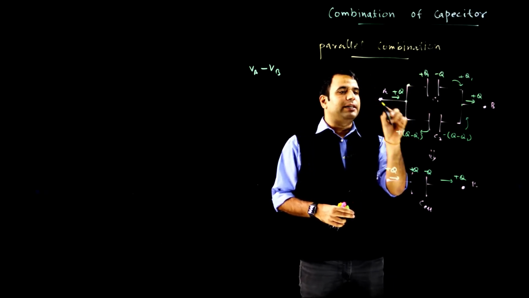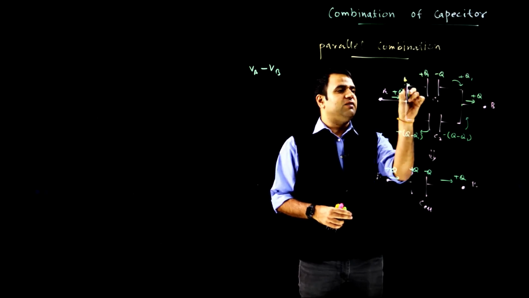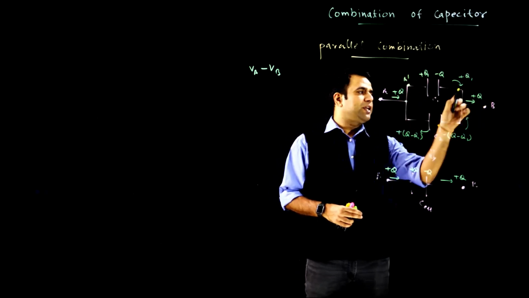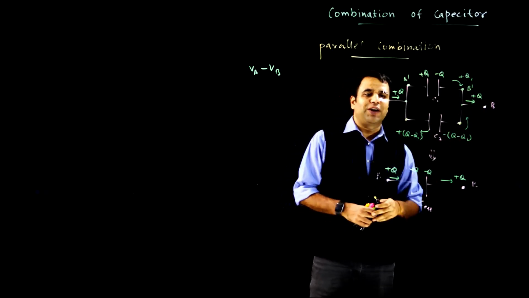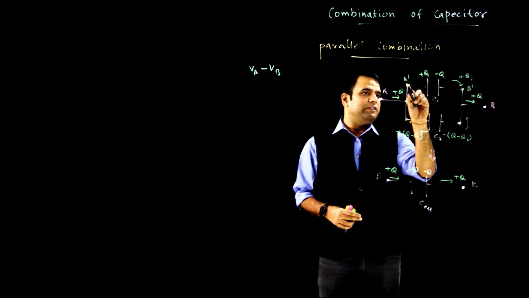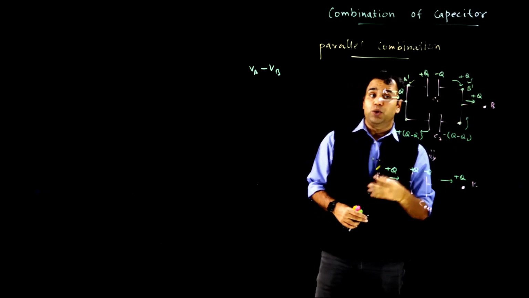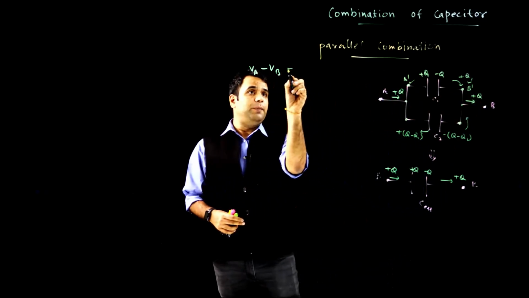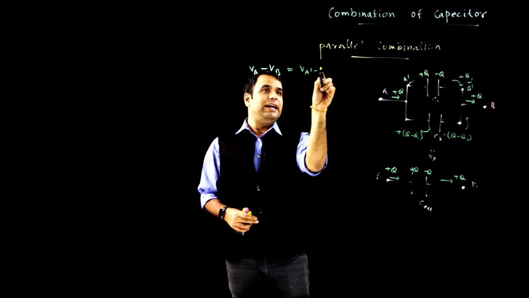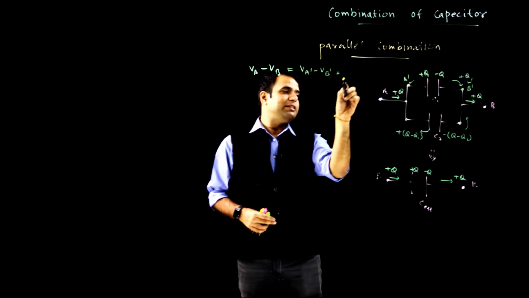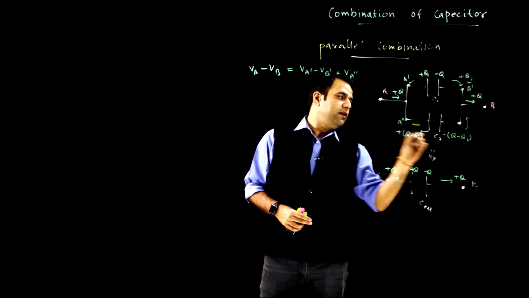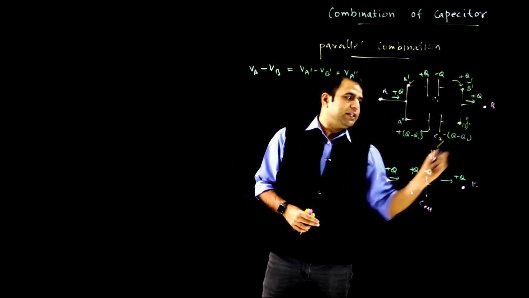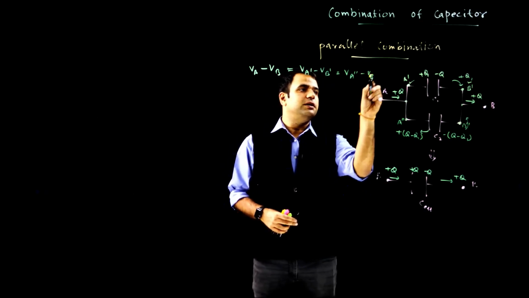Now, from this A point to this point, ultimately there is no resistance, there is no capacitor. So whatever is the potential at this point, it will be the same here, and whatever is the potential at this point, it will remain the same. Let's talk about these two points, A dash and B dash, which are similar to A and B. So VA minus VB will be equal to VA dash minus VB dash, and that will be similar to VA double dash minus VB double dash.